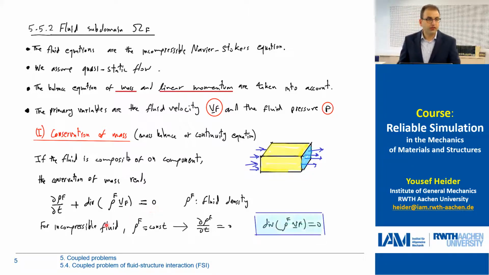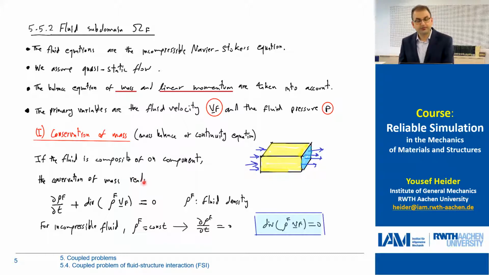But now if we say that we have incompressible fluid, it means our fluid density is constant, which means that the time derivative of the density is equal to 0. And then we have a very simplified equation: divergence of rho f Vf equal to 0. This is our first governing equation, which is, let's say now, the fluid volume balance. We started with the fluid mass balance, but because we have constant density, now it's about the volume balance.